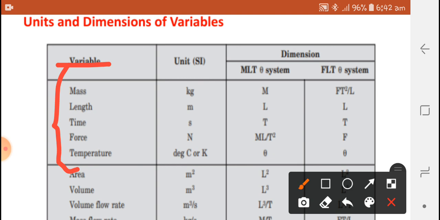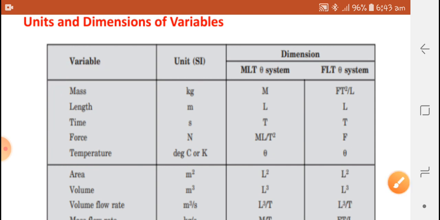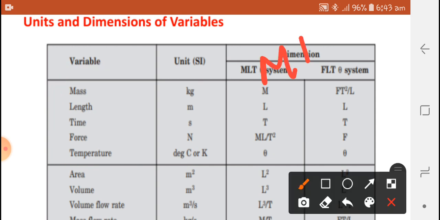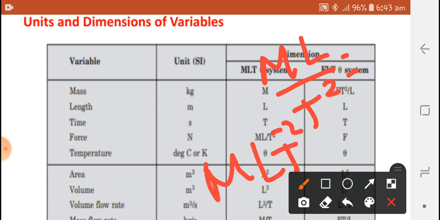So the mass is denoted as M. Length is denoted as meter, that is L in the MLT system, and time is seconds, that is T. Force is newton, that is kg meter per second square. Therefore, MLT power minus 2. Temperature is theta. So I can easily say that ML by T square is equal to MLT power minus 2. I can say in this manner.